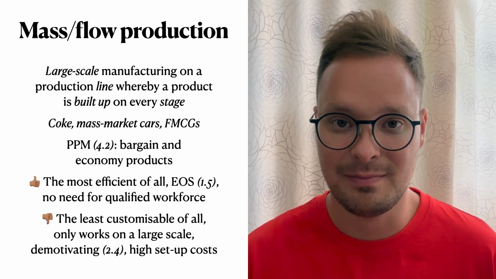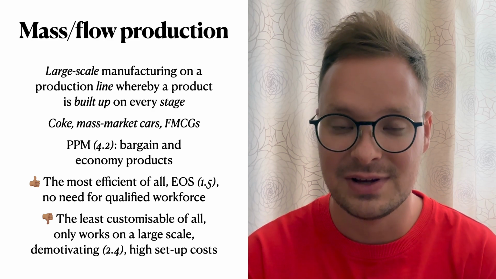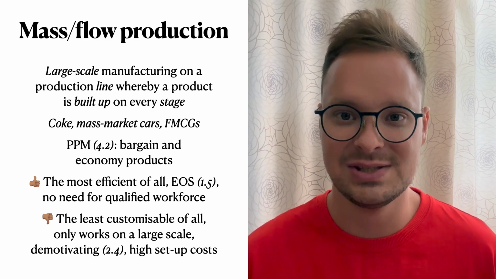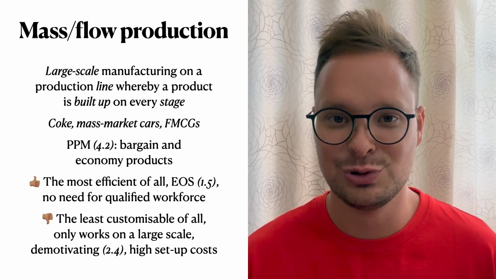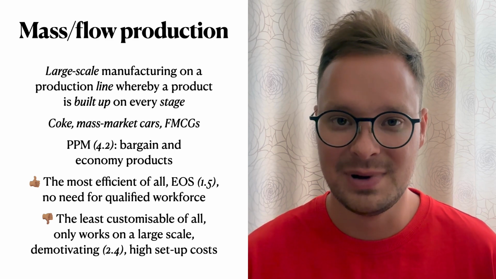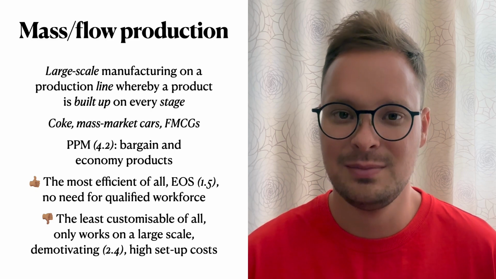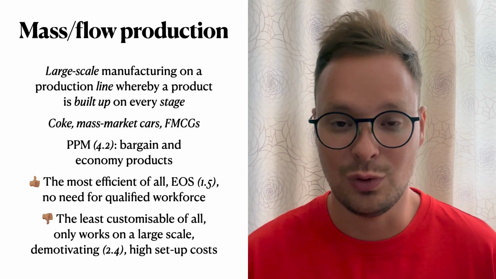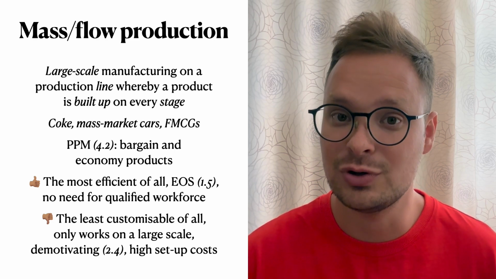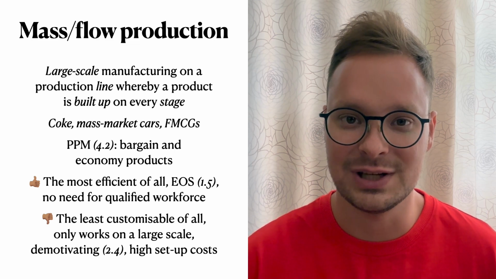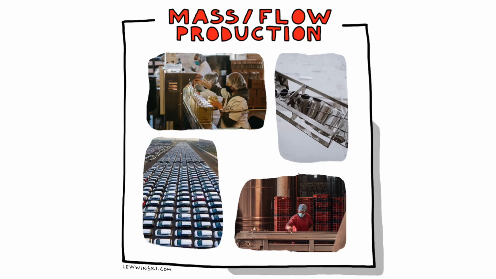Additionally, setting up mass or flow production is really expensive. It requires a lot of time and also significant investment, because basically you're building a factory that is supposed to work 24/7. And lastly, from employees' perspective, mass production is really demotivating, because you're doing really simple, really boring tasks all day. One way to overcome that, by the way, is job rotation, which we learned in 2.4. If you forgot what that is, please review that class. Now, here are some pictures that illustrate some of the examples of mass production.